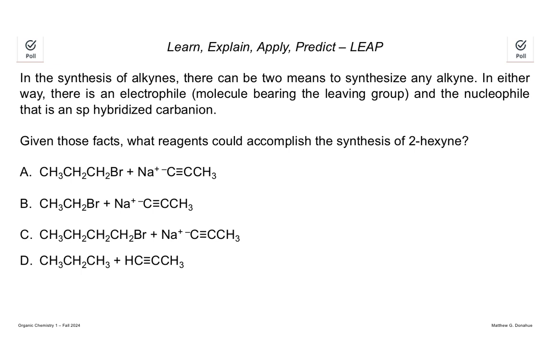And so this question is asking you to make 2-hexyne. So we know that the "yne" is telling us there's a triple bond, and the 2 is telling us the start position of that triple bond. So there's 3 carbons, 1, 2, 3, the start of the triple bond, and then we have 3 more. So we want to make that using one of those choices, A, B, C, or D.